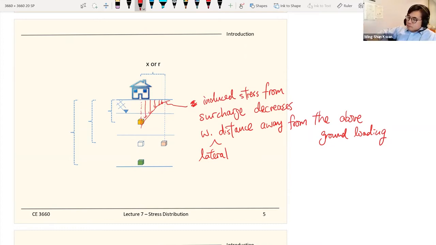Think about a neighborhood. If construction happens right next to your house, it will affect your foundation a lot. But if construction is going on maybe two blocks away from you, it won't affect you as much as something happening right next to you, within 10 feet of your property. So that's another very important concept here. Both the depth and the distance away are what we're looking at.